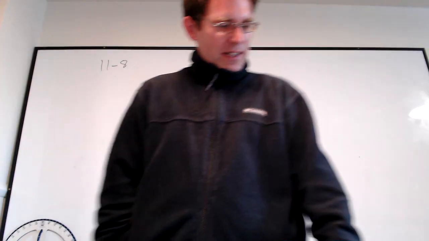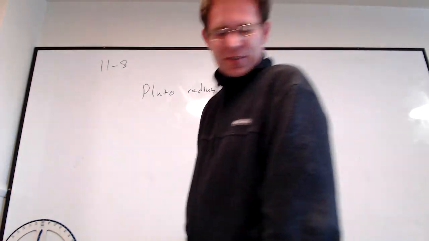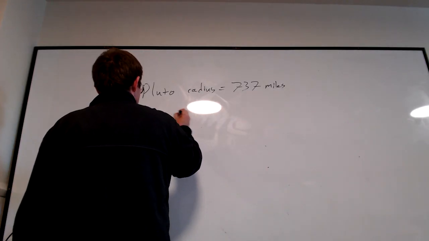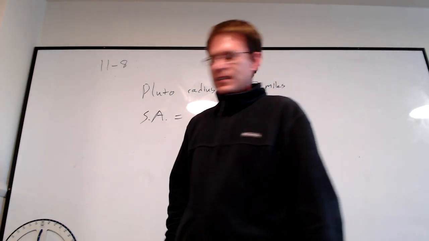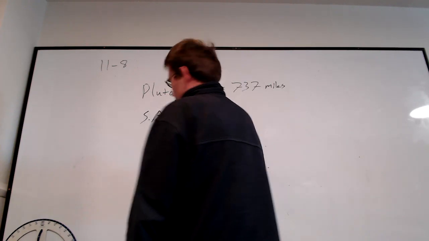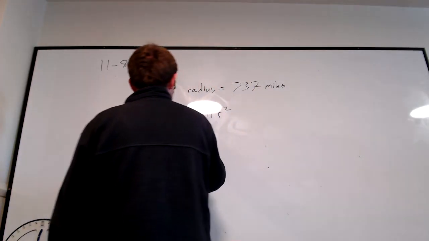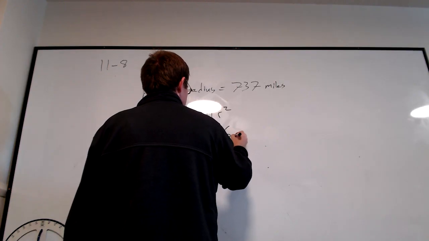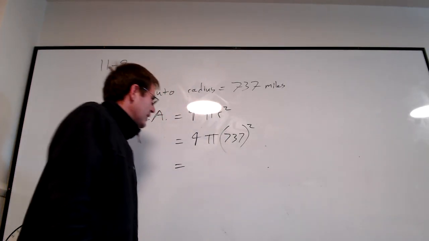Okay, so what is our formula for surface area? I just erased it. Was that a 4? Yes, it was. 4 pi r squared. Okay, so in this case, that would be 4 pi 737 squared. It's going to be a big number.